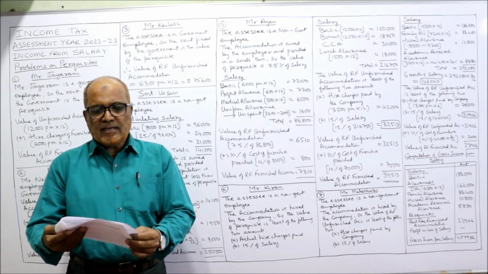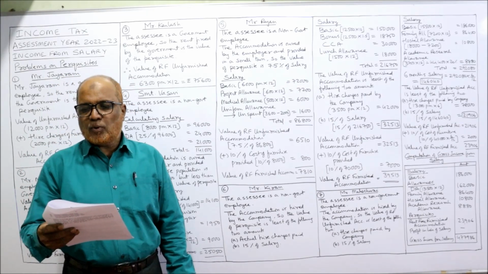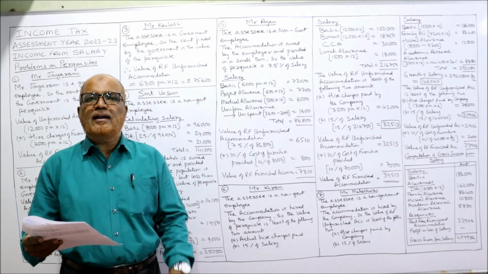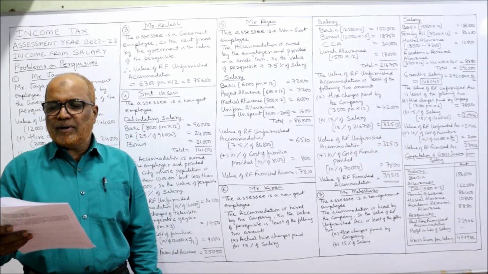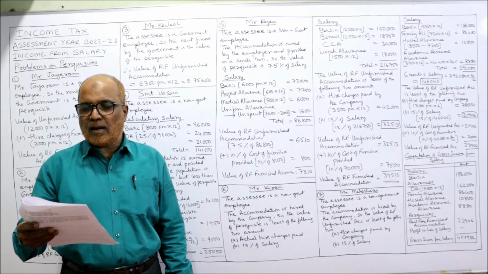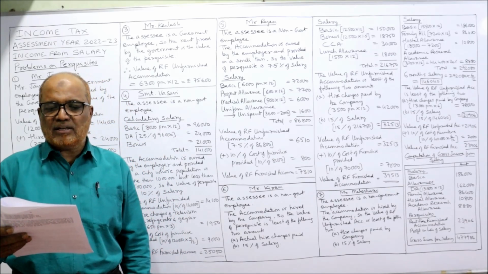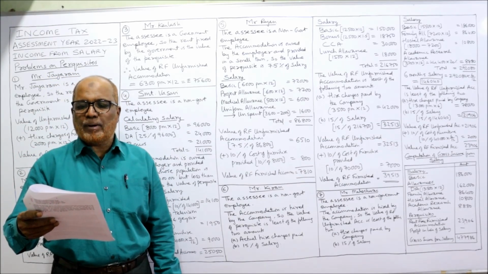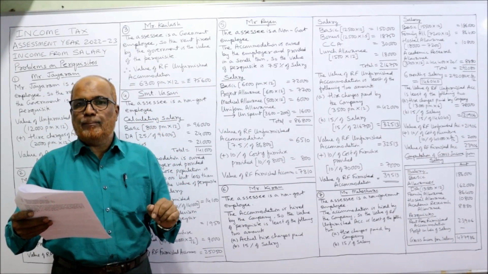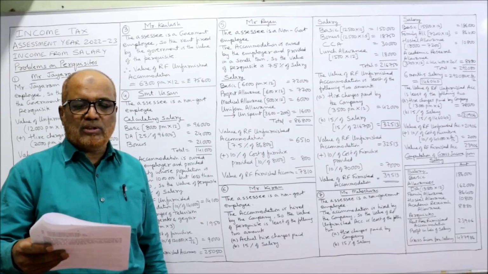Problem number 6. Mr. Kiran is working with Amara Raja Batteries Limited, again a non-government employee. He is posted in Rajahmundry, population 3.75 lakh, less than 10 lakh. His salary particulars are as follows. Basic pay 1,50,000 per annum. DA 63,000 per annum. Bonus 1.5 months basic salary. CCA, city compensatory allowance, 30,000 per annum. Lunch allowance 1,500 per month. He is provided with rent-free accommodation which is hired by the company at a monthly rent of 3,500. Fair rental value is 4,000 per month.